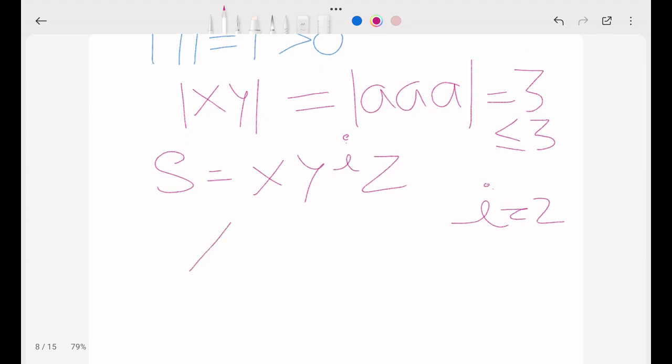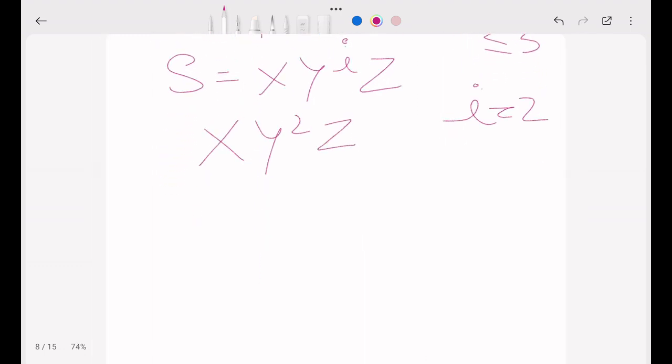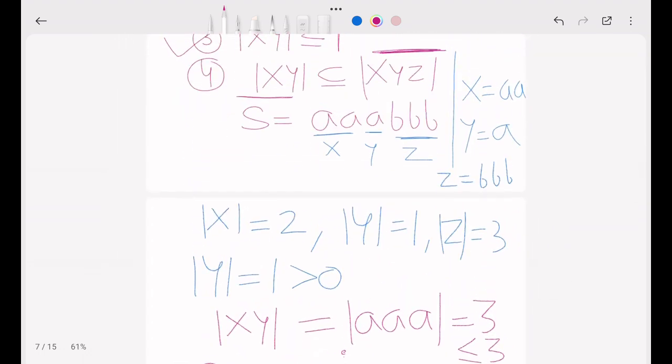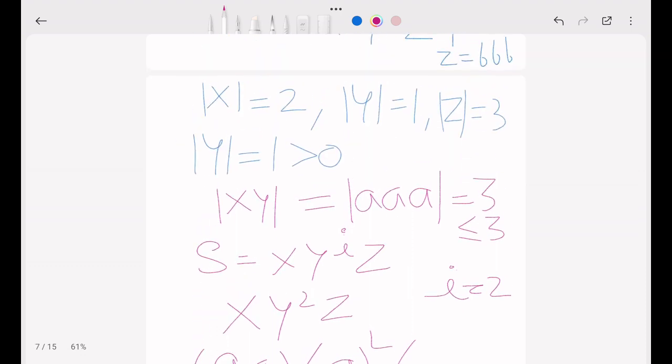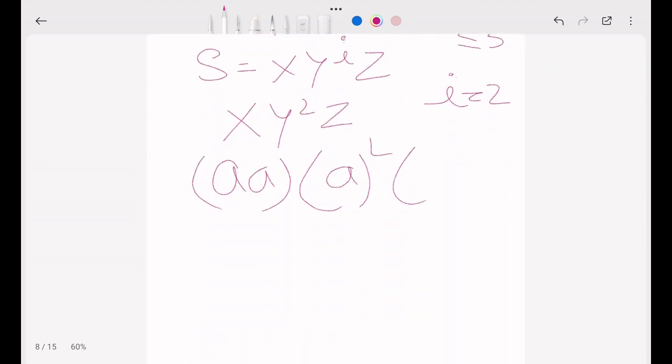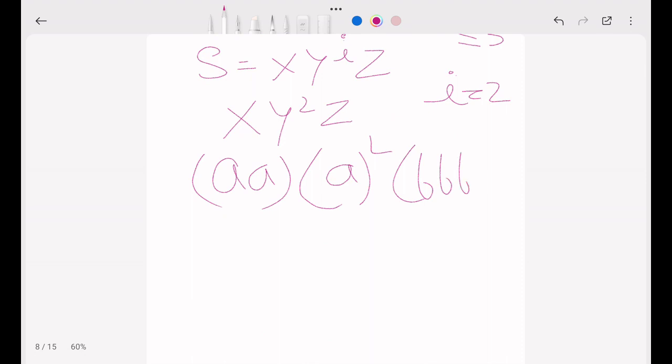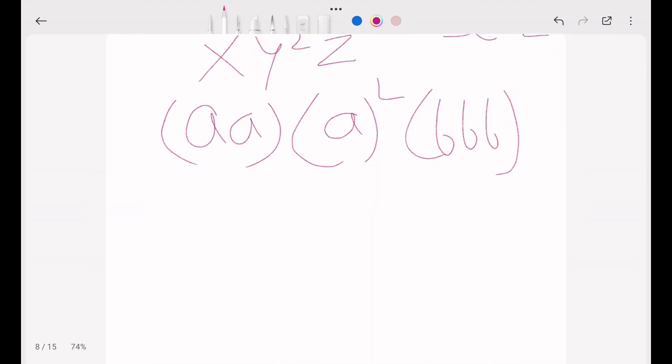Now see here, x y squared z. Okay, now what is x? Your x is equal to a. Done. Now what is y? Y is equal to a squared. What is z? Z is equal to b. Done. Now see here, my a squared means aa and b.